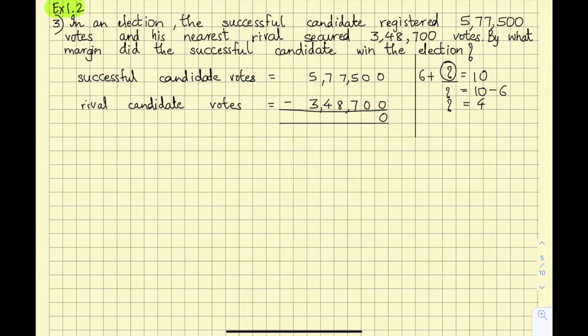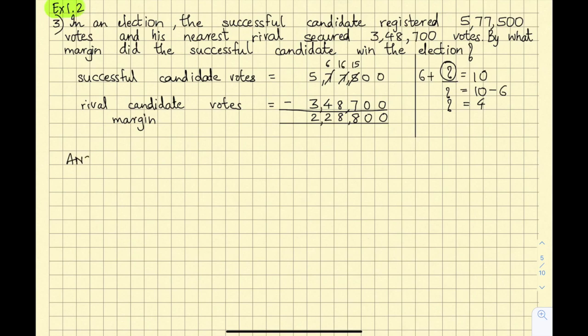0 minus 0 is 0, 0 minus 0 is 0, 5 minus 7 you can't do, so you need to borrow. 7 becomes 6 and this 5 becomes 15. 15 minus 7 gives you 8. 6 minus 8 you can't do, so you will have to borrow. This 7 becomes 6 and here you get 16. 16 minus 8 is 8. 6 minus 4 is 2 and 5 minus 3 is 2. You have to just place commas. So here, by what margin did the successful candidate win the election? So this is the margin.